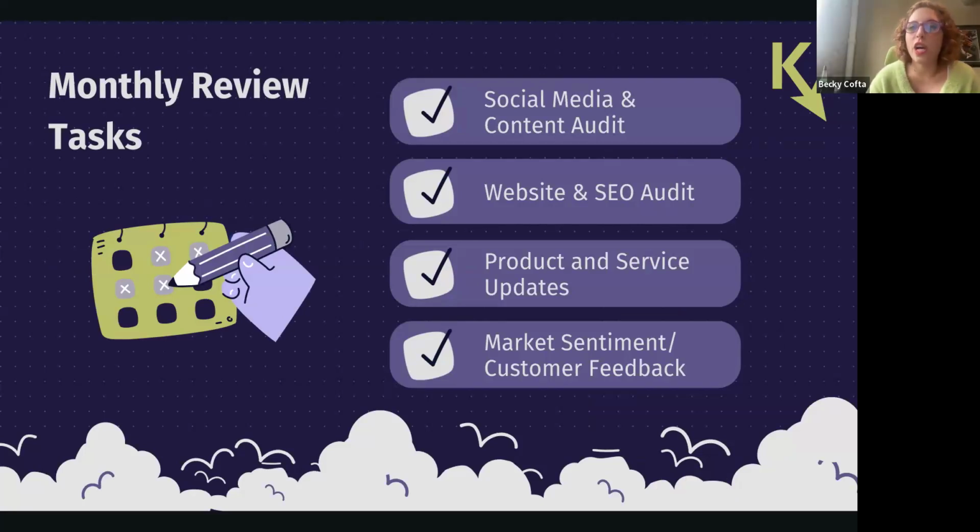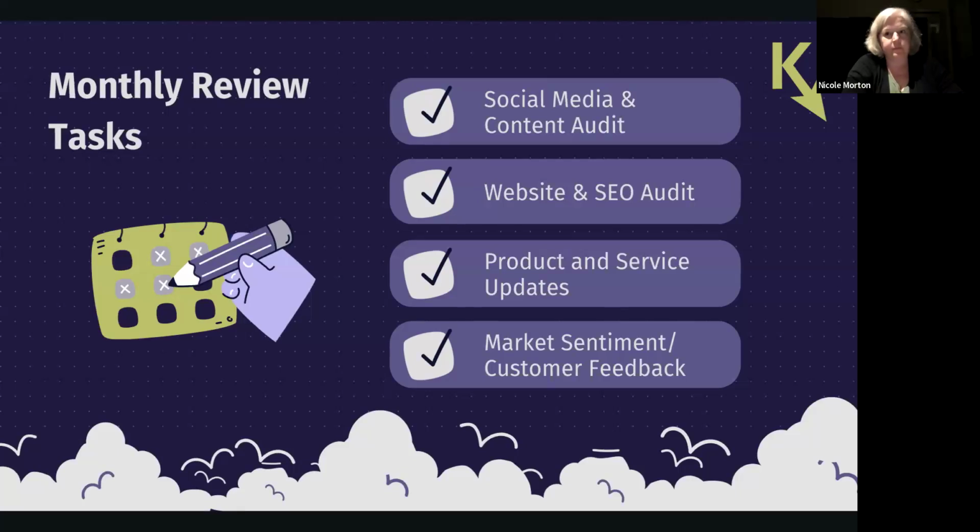Yes. Okay. So an example of a monthly mini review. You can start week 1 with a social media and content audit. So that's checking your competitors' social media activity and content updates. You can note engagement rates, new campaigns, and content themes, or even what people are posting in their comments.